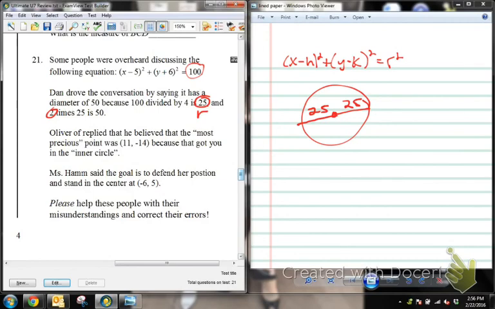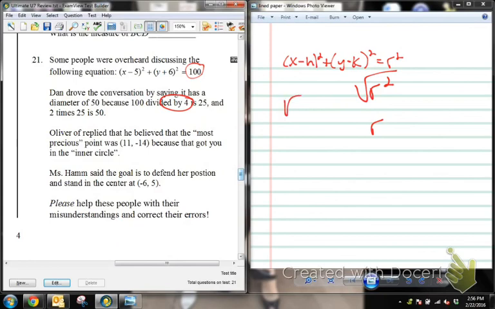The concept that he's doing, the idea of multiplying by 2, is actually correct, but his mistake is in the beginning, the very first thing he did. He took 100 and divided by 4. Now, if you are dealing with r squared and you want r, you're taking the square root. That's his mistake. He should have taken the square root of 100. The square root of 100 is actually 10, which means that the radius is 10.